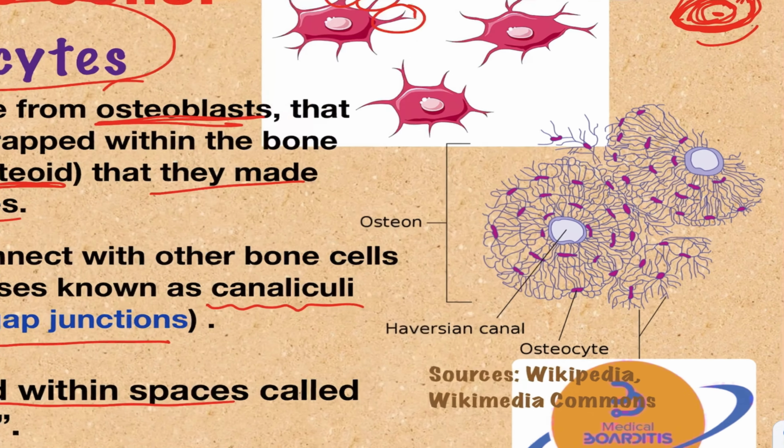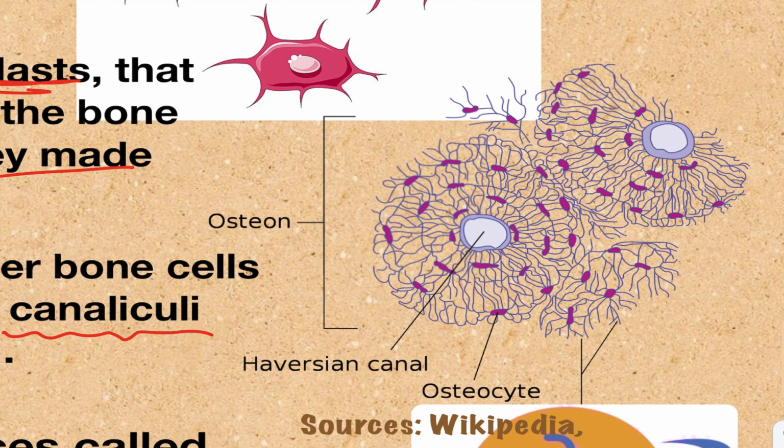So in this image, we can see that this is an osteon. You can see these osteocytes that are trapped within their own bony matrix, and they connect with each other through these canaliculi, and they are located within spaces called lacunae.